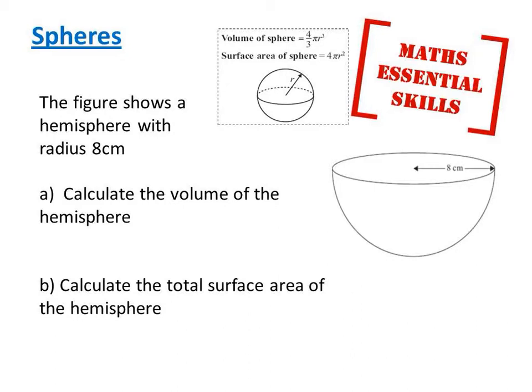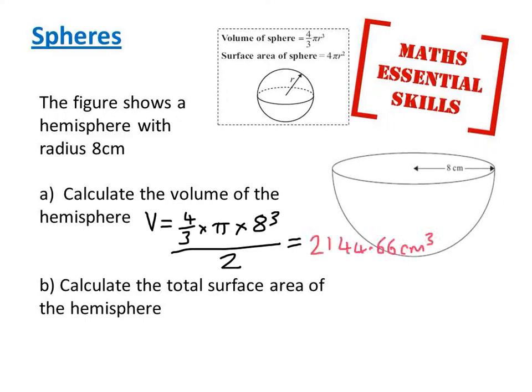So because the volume of a sphere is 4/3 times pi times radius, which is 8 here, cubed, all I need to do is put that into my calculator and divide the whole lot by 2 because it's half a sphere. And this gives me an answer of 2144.66 centimetres cubed.